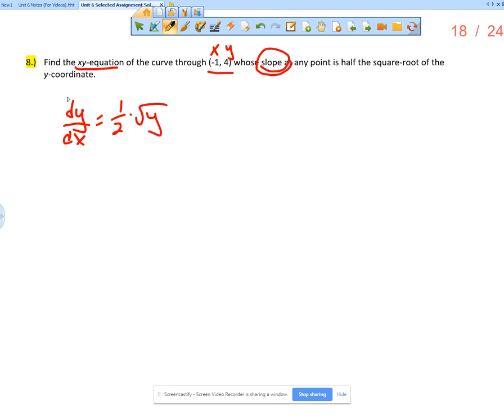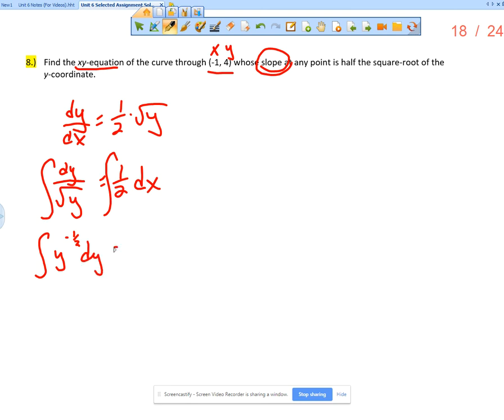All right, so first step to solve this differential equation is to separate the variables. So I am going to multiply by dx, and I'm going to divide by root y. So dy over root y equals 1/2 dx. Now after we separate the variables, we're ready to integrate. How do I integrate the left side? I have to remember that dy over the square root of y is y to the negative 1/2 dy equals the integral of 1/2 dx.